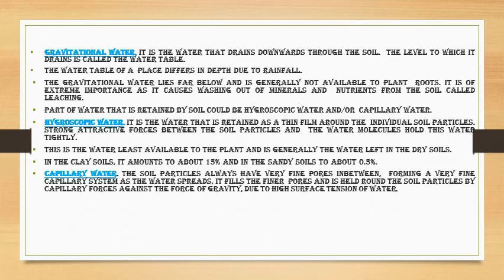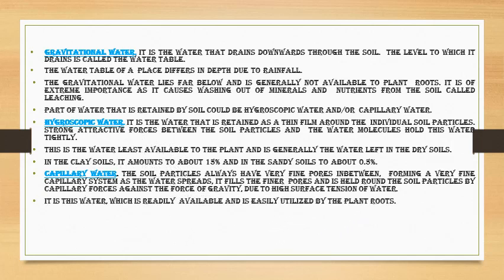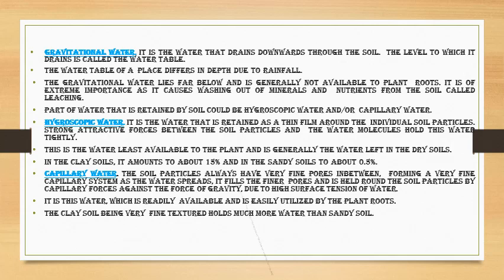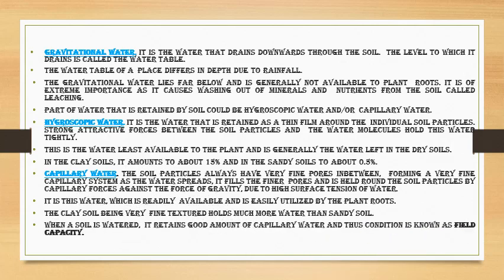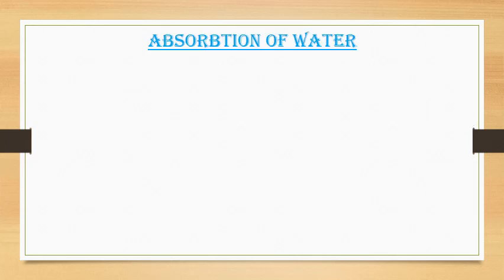Capillary water: the soil particles always have very fine pores in between, forming a very fine capillary system. As the water spreads, it fills the finer pores and is held around the soil particles by capillary forces against the force of gravity due to the high surface tension of water. It is this water which is readily available and is easily utilized by the plant roots. The clay soil, being very fine textured, holds much more water than sandy soil. When a soil is watered, it retains a good amount of capillary water, and this condition is known as field capacity.